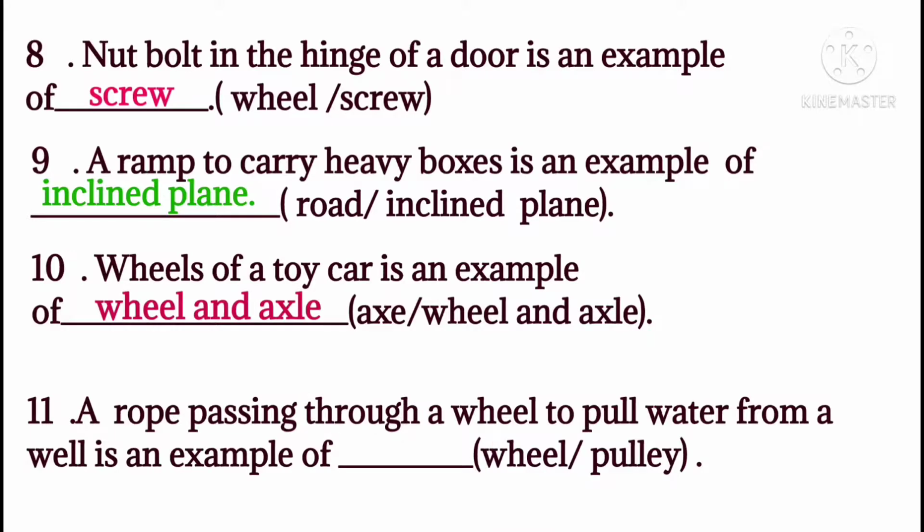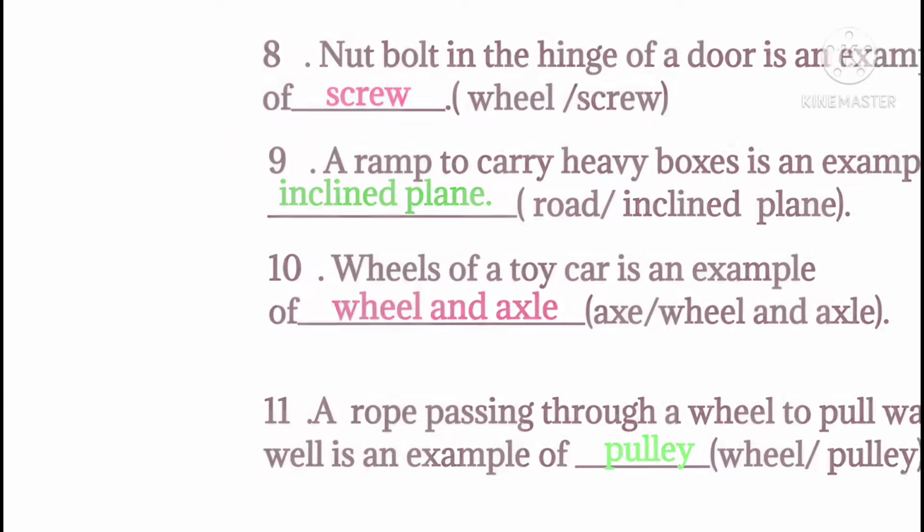10. Wheels of a toy car is an example of dash, axe or wheel and axle. Correct answer is wheel and axle. 11. A rope passing through a wheel to pull water from a well is an example of dash, the pulley.